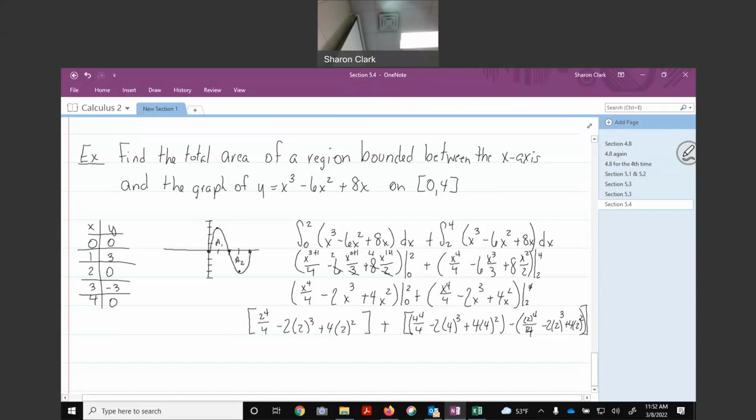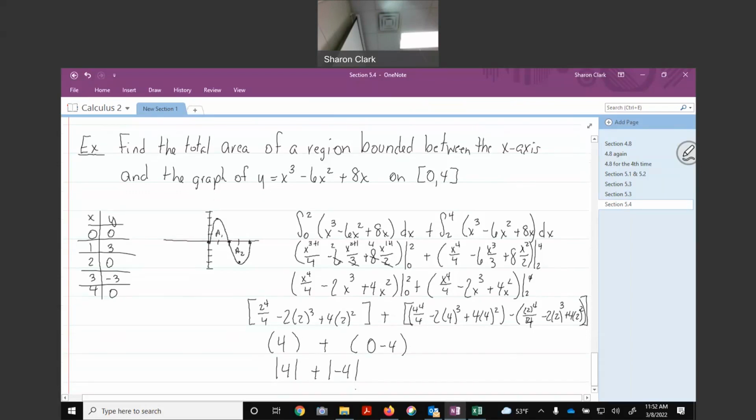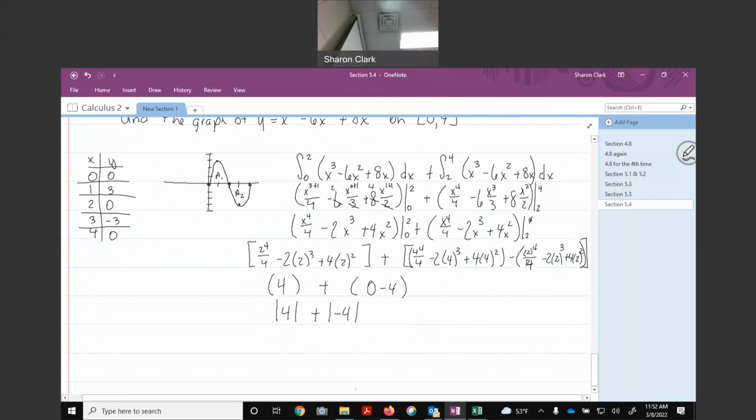All right, so this comes out to be 4 minus, well, 4, because I already took the minus 0 off. Plus, and this comes out to be 0 minus 4. But I have to do the absolute value of those areas. And so I get 8.